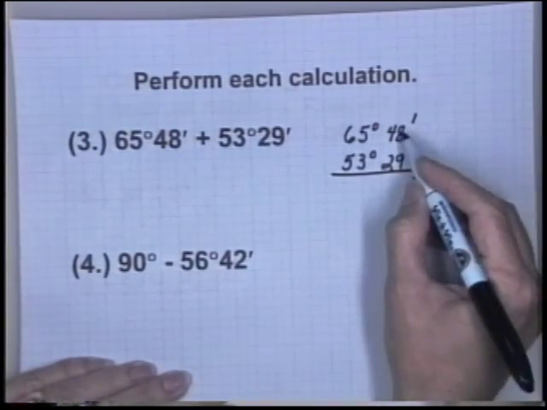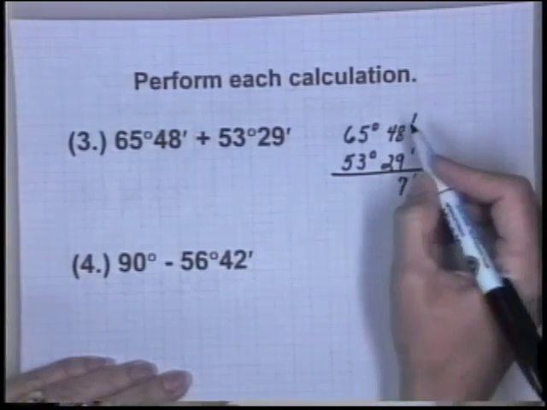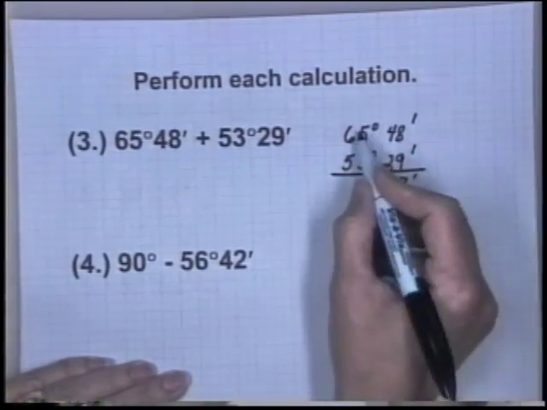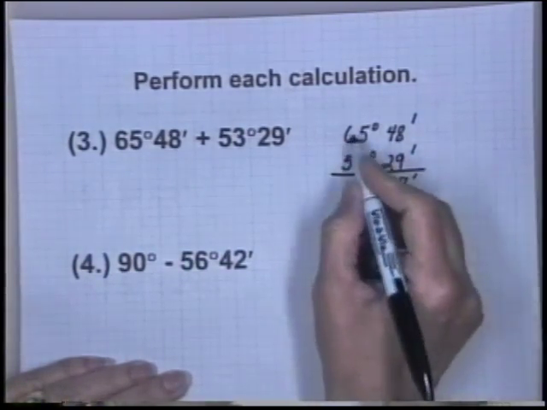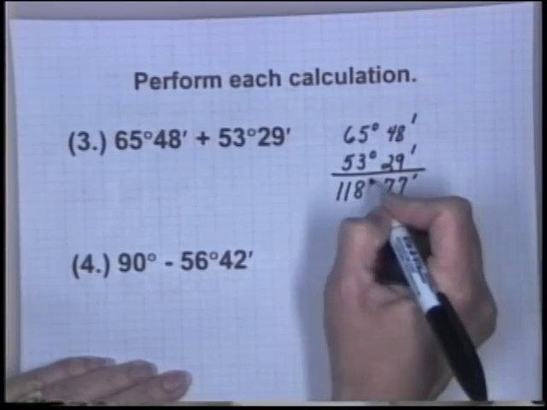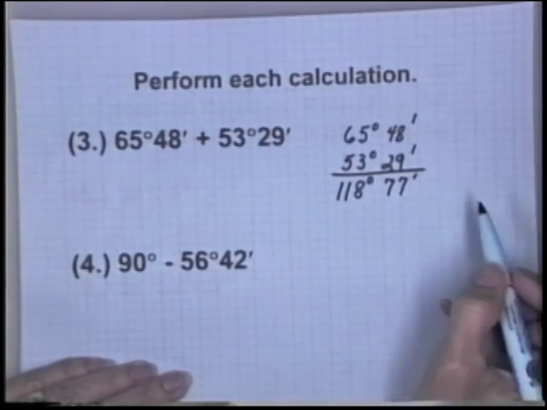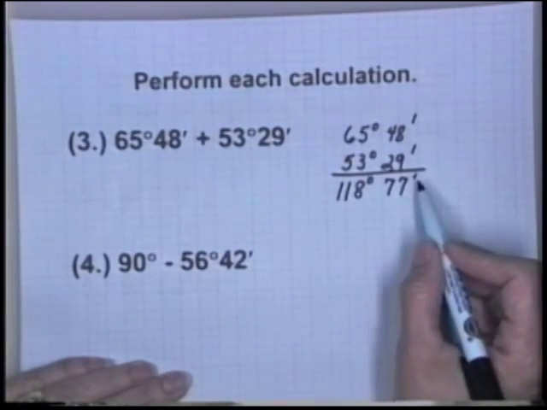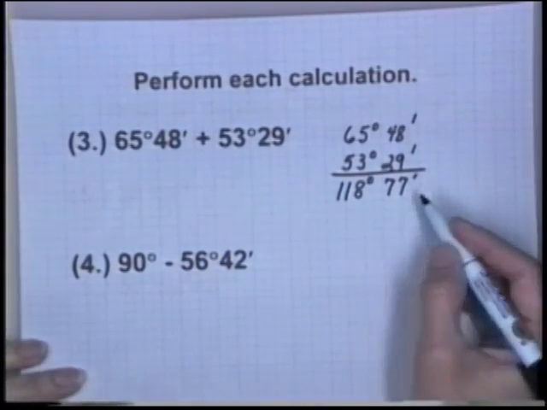When we add 8 plus 9, we get 17. 1 plus 4 is 5, plus 2 is 7. 5 plus 3, we get 8. 6 plus 5, we get 11. Now look at that angle. What we got was 118 degrees 77 minutes. We don't leave it like that.